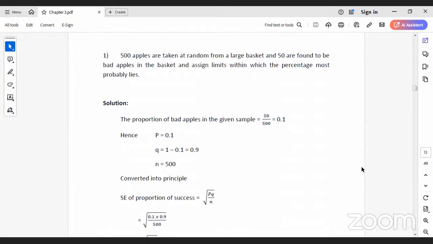So 500 apples are taken at random from a large basket, and 50 are found to be bad apples in the basket. Assign the limits within which the percentage most probably lies.